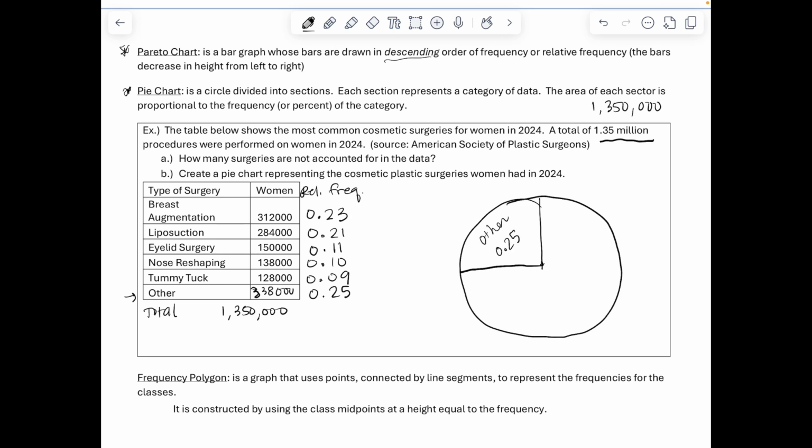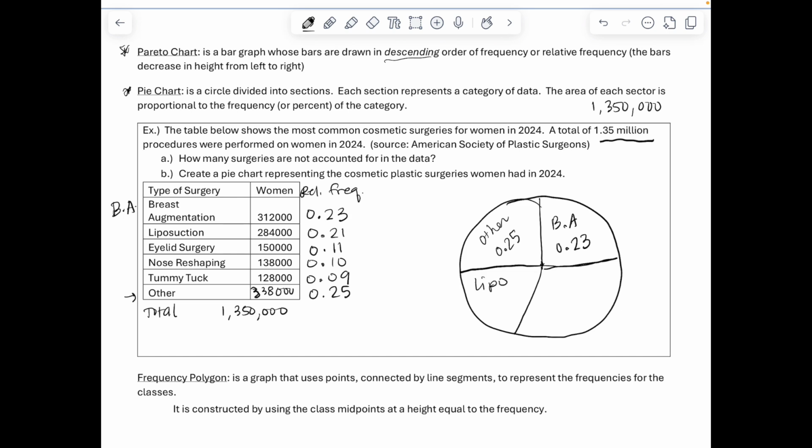So you need to label it with what the category is, along with the percent that it has, or that decimal that we're using. Next one that I'm going to go ahead and do is going to be breast augmentation. I'm going to abbreviate this one, BA. And this is almost the same percentage. It's 0.23. So we're just going to go a little bit less. And I'm going to call this again BA for breast augmentation, and that's 0.23. The next one I'm going to look at is liposuction, which is even just a little bit smaller.